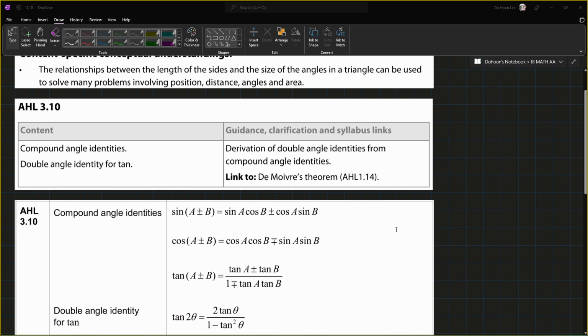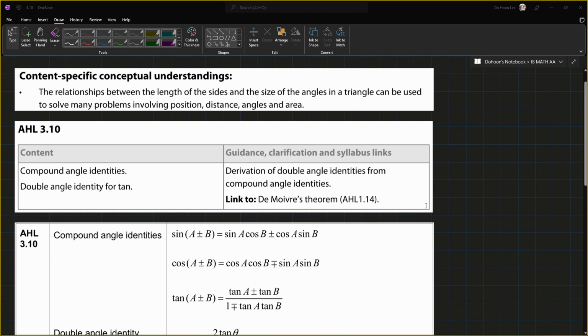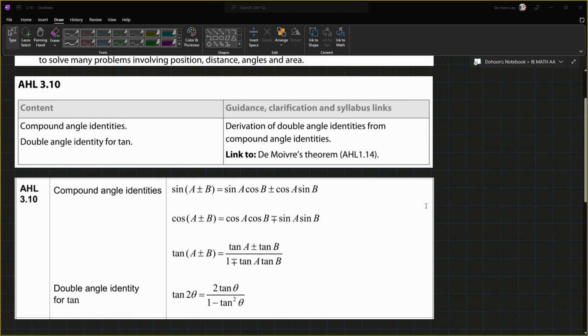Hello everyone. This video will be on the 3.10 section of the IB AA curriculum. Please pause the video for a second to look at the concepts, contents, and formulae for this section. One sentence that summarizes this section is, more identities means more cards we can choose from.